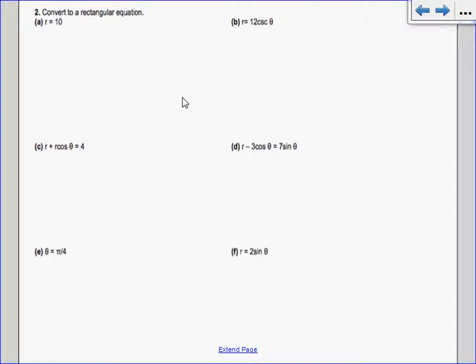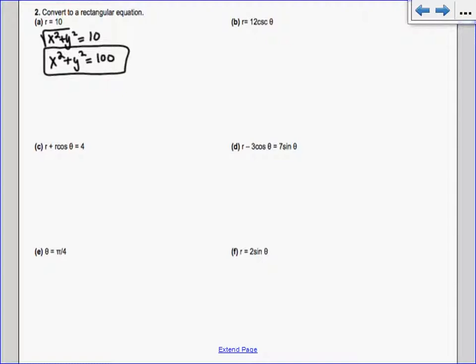So let's go from rectangular to polar. And this method is a little bit harder. So if I have r equals 10, r we know is the square root of x squared plus y squared equals 10. So what I would probably do is write it in the most familiar form possible. If you square both sides, you'd have x squared plus y squared equals 100, which we can see is a circle.